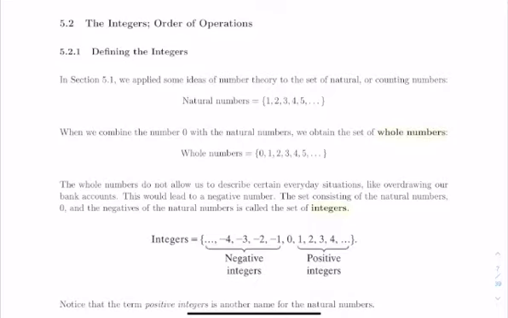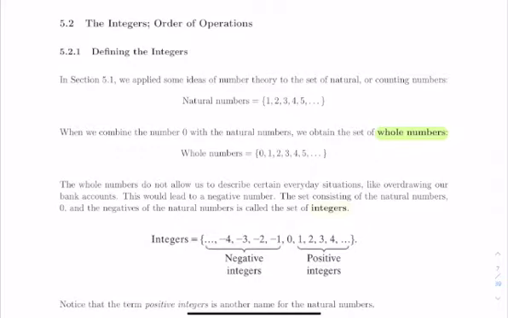In section 5.2, we look at the integers and order of operations. In section 5.1, we applied some ideas of number theory to the set of natural or counting numbers. That was 1, 2, 3, and so on. When we combine the number 0 with the natural numbers, we obtain a new set called the whole numbers. So it's the same exact set, we just add 0 to it.